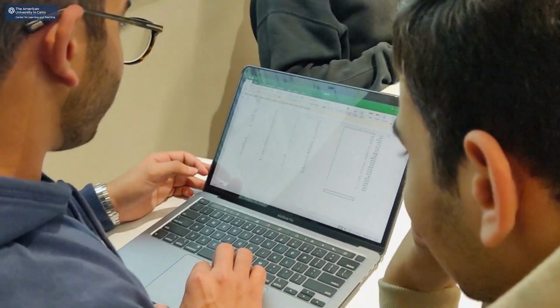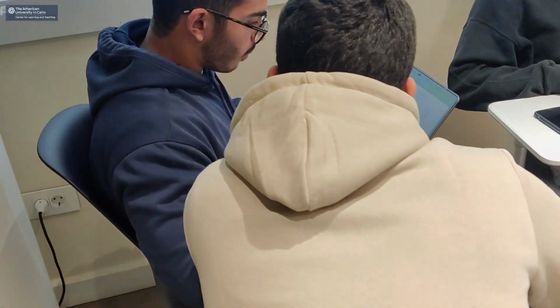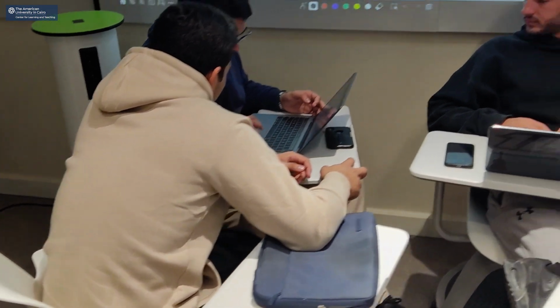The next step is one of the most important steps, which is communicating the data to the audience. And we chose to ask students to communicate the data in the form of a scientific article.